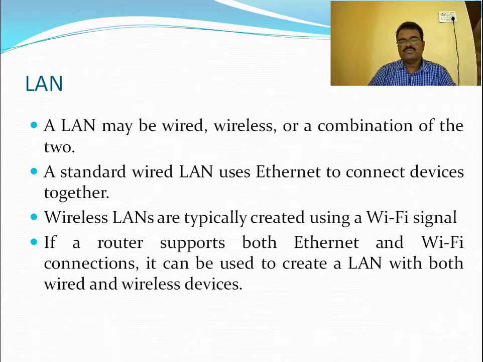A standard wired LAN uses Ethernet cable to connect devices together. Wireless LANs are typically created using a Wi-Fi signal. A Wi-Fi signal is nothing but a wireless fidelity signal, which allows network connectivity wirelessly, without any physical connection, with the help of radio waves. If a router supports both Ethernet and Wi-Fi connections, it can be used to create a LAN with both wired and wireless devices. So this is most important. Nowadays almost all routers have both Ethernet ports and Wi-Fi connectivity, so to create a LAN with both wired and wireless devices, we use these general routers.